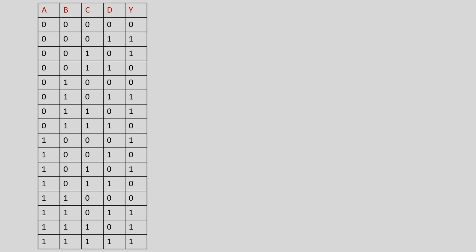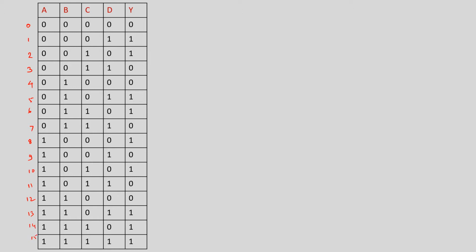Let us fill quickly the K-map for 4 variables. We are having a 4 variable truth table. Let us write down the decimal equivalent for the input combinations. So this is 0, 1, 2, 3, 4, 5, 6, 7, 8, 9, 10, 11, 12, 13, 14 and 15.